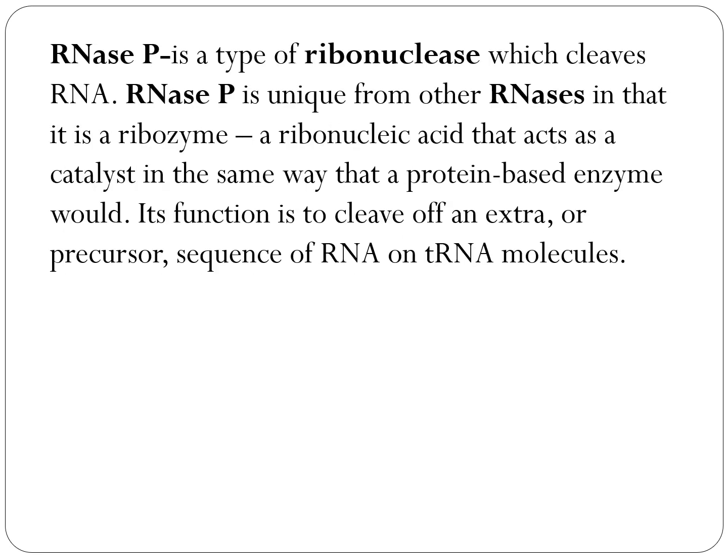RNase P is also a type of ribonuclease enzyme which degrades RNA molecules, but it is unique compared to other RNases in that it is a ribozyme, not a protein. It is an RNA molecule which acts as an enzyme. The main function of RNase P is to cleave off extra or precursor sequences of RNA on tRNA molecules. So if any extra or precursor sequence is present in the tRNA molecule, it is removed by RNase P.